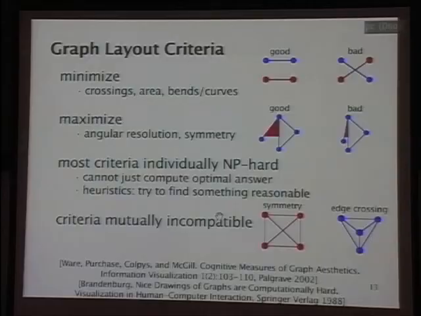Just to make life even worse, many of these criteria are in fact mutually incompatible. Even with a tiny graph of 4 nodes, already you can see that these criteria of symmetry and edge crossings give you different optimal layouts. So there's been quite a bit of work both on trying to formalize the ideas of how you can understand a picture that's encoded as a graph, and what the computational complexity of these various approaches is.